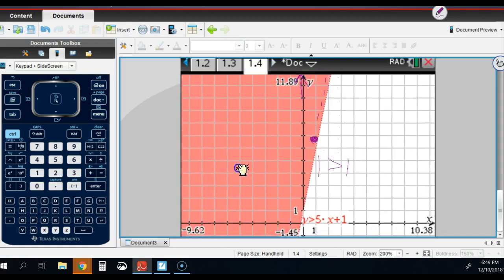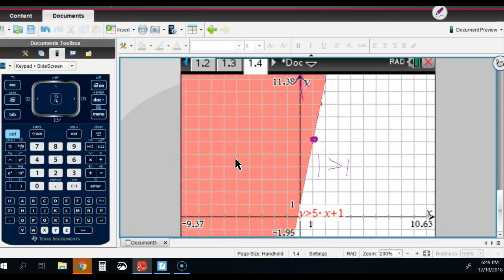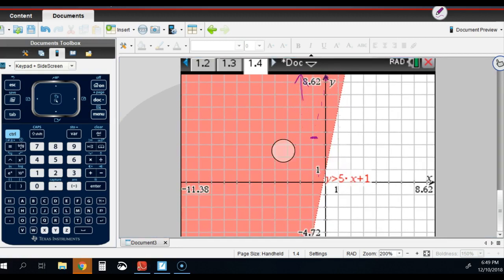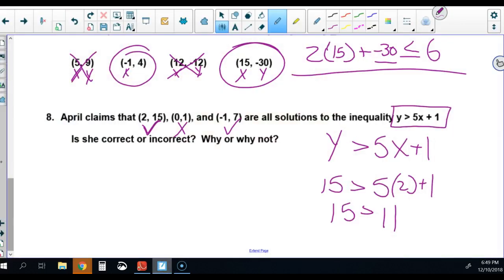So this method may not be the best for this problem, but actually, you know what? Now, 1, 2, 3, 4, 5, 6, 7, 8, 9, 10, 11. Looks like 11 is right on the line. Anything above that is shaded. So it may not work the best for every problem, but this can definitely help you out on some problems. That's what I wanted to show you here. It's just another technique of getting these answers. You can do this 3 or 4 different ways.